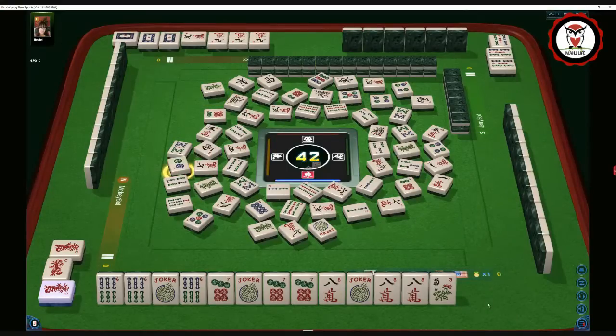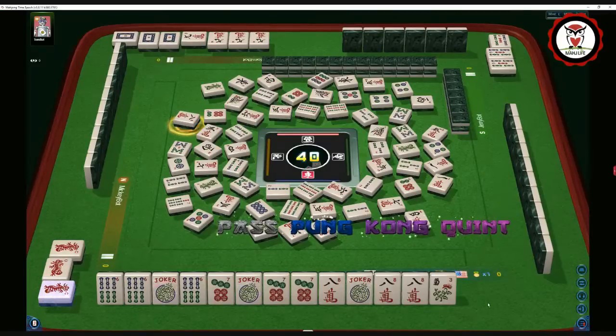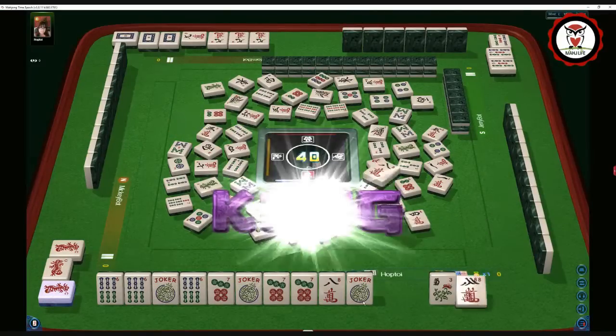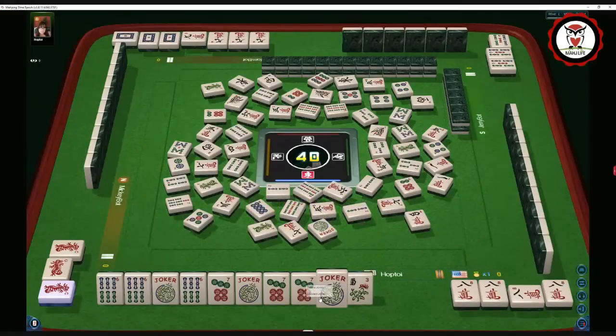I love quints too. Six, seven, eight. Four mixed characters. Two Kongs. Fifth hand down on the right. Hopefully we'll see a flower. Eight characters. We have, let's Kong. You know why? Kong. Maybe we can make this a pure hand.